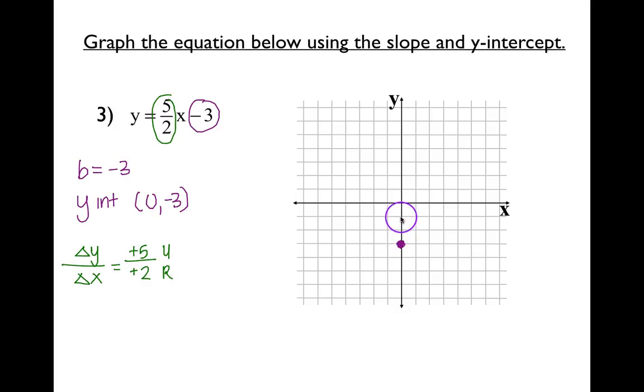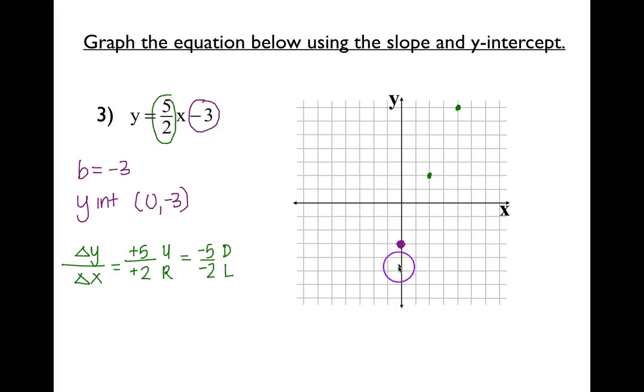So 5 up, 1, 2, 3, 4, 5, 2 to the right, 1, 2. Here's my first point. Keep going. 1, 2, 3, 4, 5, 1, 2. Perfect. Now that I've extended as far as I can go, I'm going to try the opposite direction. So instead of going positive 5, I'm going to do negative 5. And instead of doing positive 2, I'm going to do negative 2. So since it's the vertical change, that's going to go 5 down. And since this is my horizontal change, that's going to go 2 to the left.